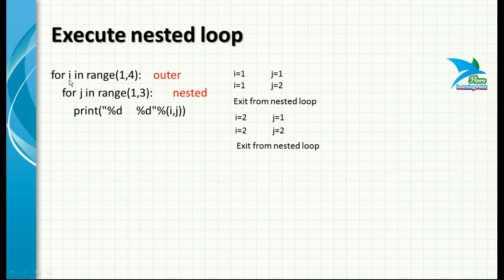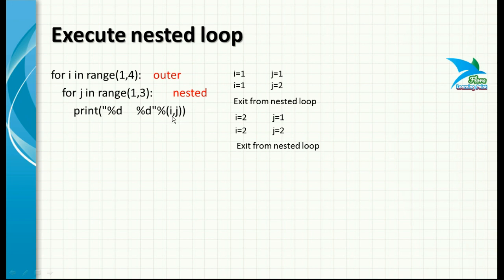Then after exiting from the nested loop, the control will move to the parent loop, the outer loop, and the value of I will be incremented by 1. That means the value will be 3. And again the nested loop will get the control. It will receive the control from the parent loop, and j will be assigned again its initial value specified in range.